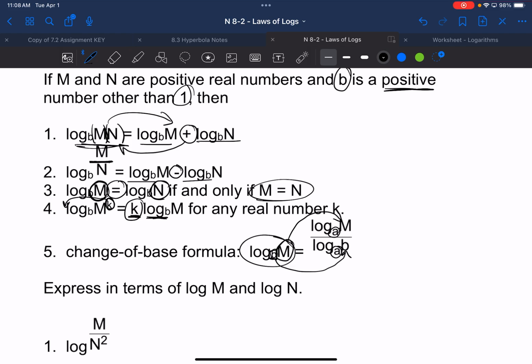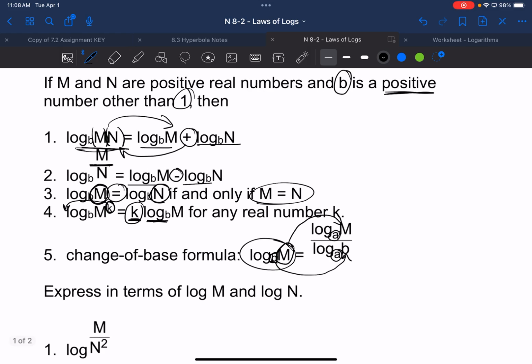Okay? So, 5 rules. I'm allowed to rewrite multiplication as what? Addition. I can rewrite division as subtraction. Good. If I have an exponent, where can I rewrite it? In the front, like a coefficient. Very good. And then this one just says if these two are equal, then m and n are equal. And then we've got our change of base formula down here. Okay?